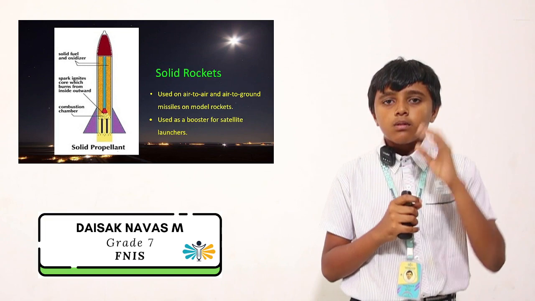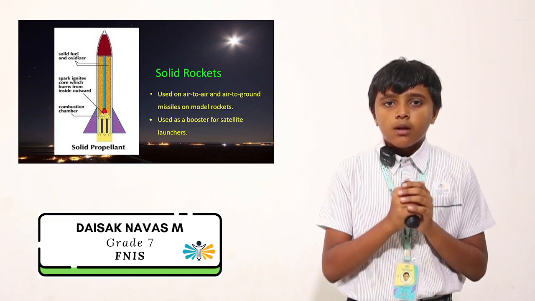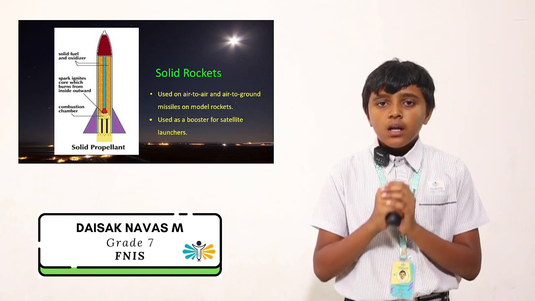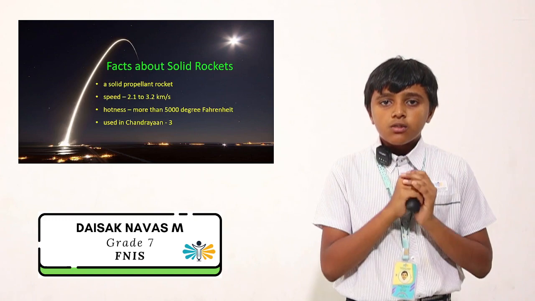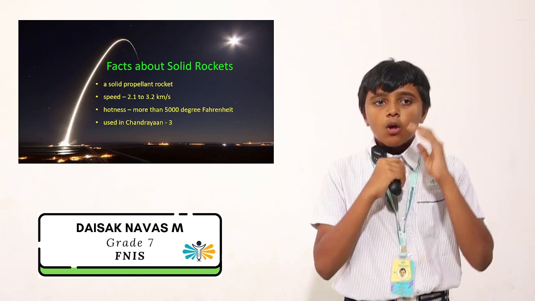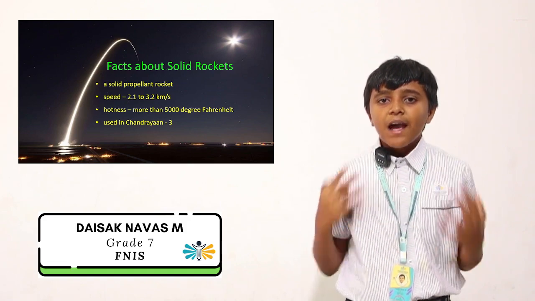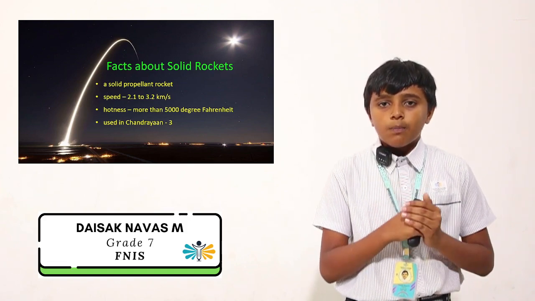Now we will see about some of its facts. A solid rocket is a solid propellant rocket. As the name suggests, it uses solid fuels for its combustion. Its speed is 2.1 to 3.2 km per second. The temperature of this engine is 5000 degrees Fahrenheit. Chandrayaan-3 is a solid propellant rocket.